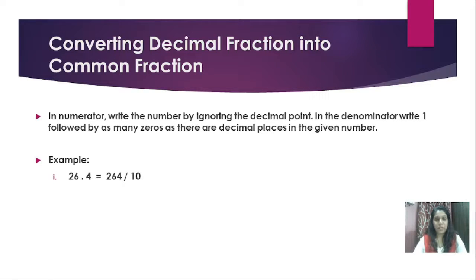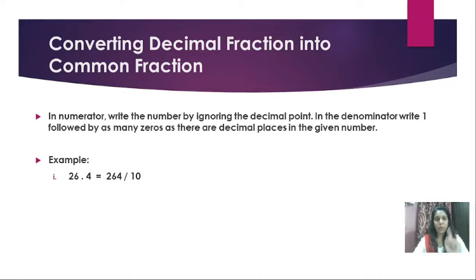So the first example is 26.4. Now the first line says, in numerator, write the number by ignoring the decimal point. Okay, we will ignore the decimal point and we will write 264. Now we will make the sign of divide. Now in the denominator, why division? Because it said in the denominator. So we need to put the sign of division. So in the denominator, write 1.